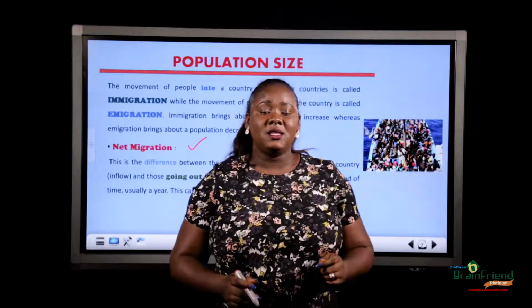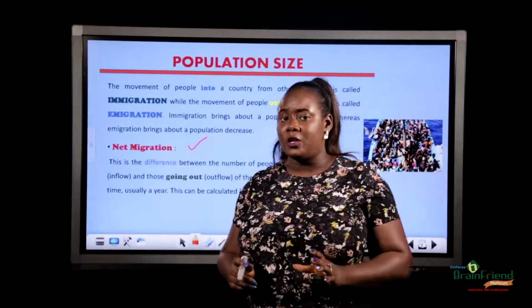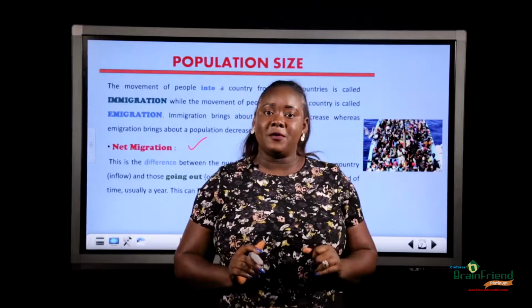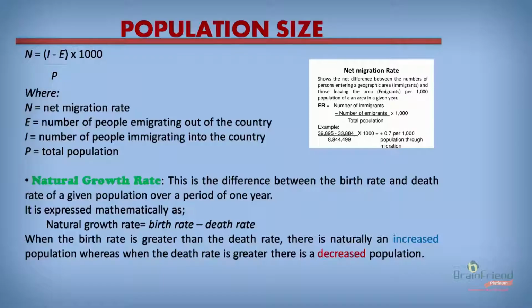Net migration is the difference between the people moving into a country and the people moving out of that same country. Now let's look at the formula for net migration. The formula for net migration is seen here as N = (I - E) / P × 1,000, where N represents net migration rate, I represents immigration rate, E represents the emigration rate, and P represents the total population. This picture here shows an example on how to calculate net migration rate.